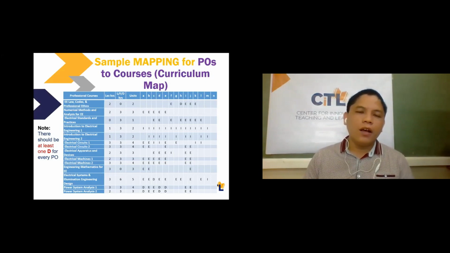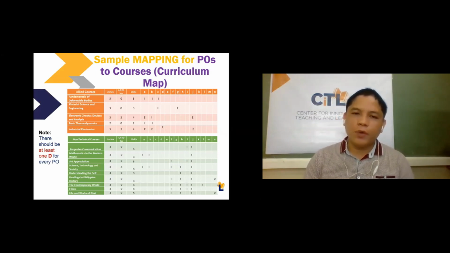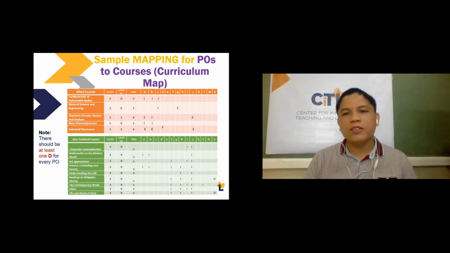This is just an example. It's important that as faculty, we know this mapping because we are the ones delivering these courses. We map it with professional courses, and we also have it with allied, as well as our non-technical courses. Because, as we know, these different courses support those program outcomes in our program, and everything is aligned. So for example, if I am an electrical engineering faculty teaching an electronics or allied course, it's also important for me to know how the course I am teaching is aligned to their program.